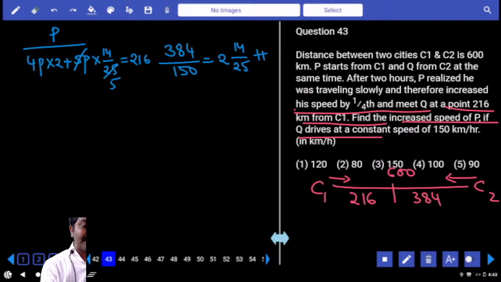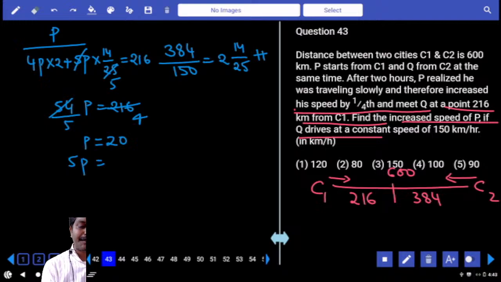5 times left hand side 54 by 5 parts is equal to 216. 54, 4 times P is equal to 20. Increase the speed is 5 parts, which is equal to 100.